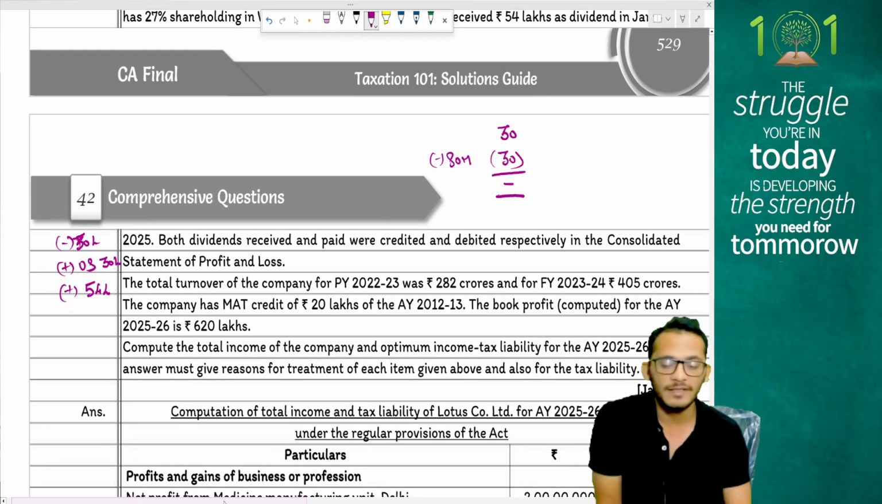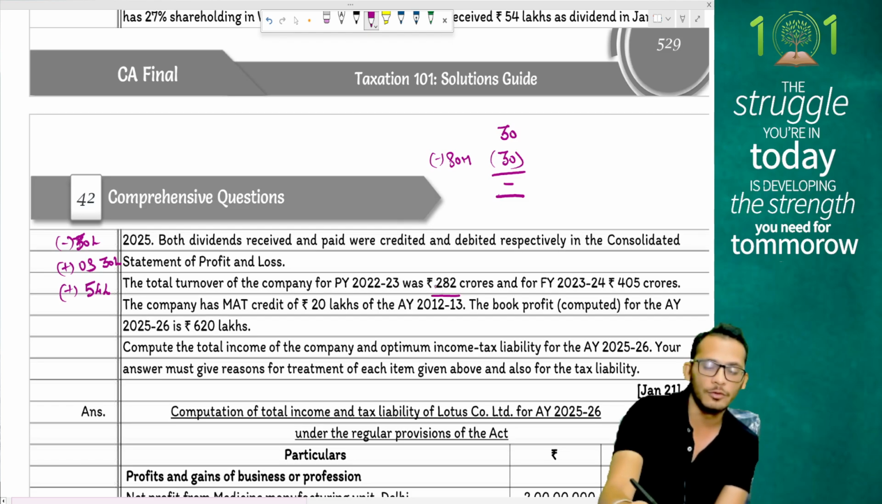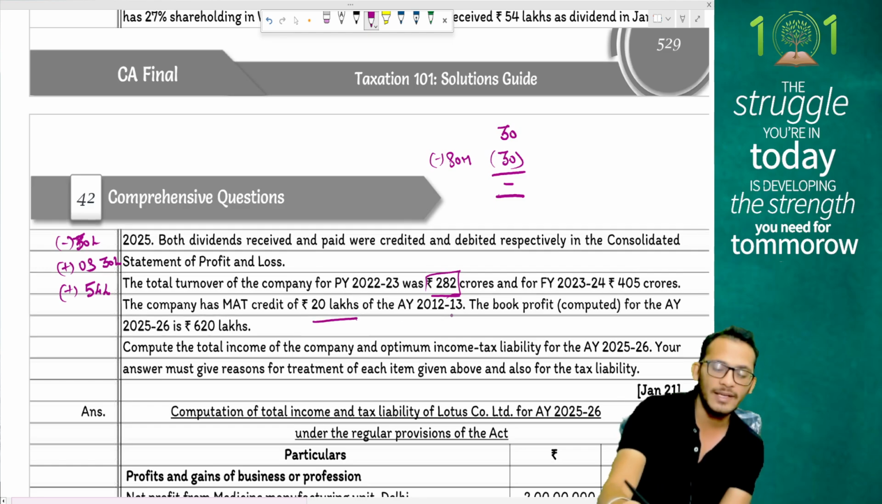Total turnover of the company is 282 crores in 22-23 and 405 in 23-24. My relevant year is 22-23, so I'm looking at 282 crores. Therefore, I am at 25%. The company has a MAT credit of 20 lakhs for 12-13.